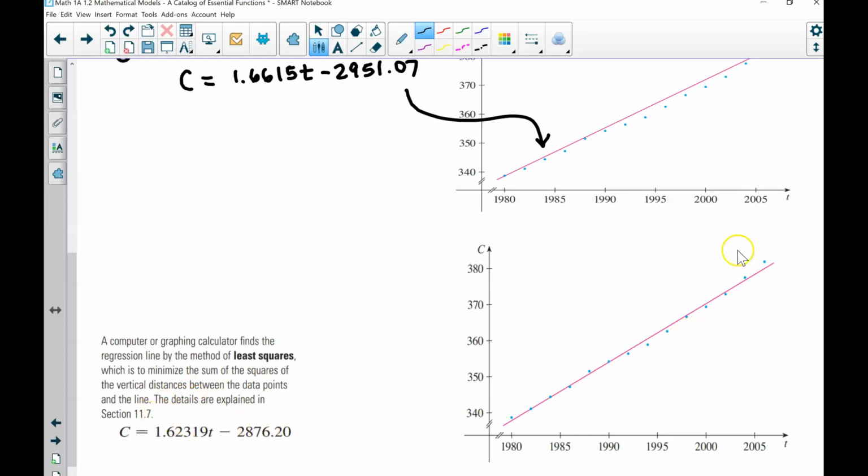But if you notice here, now look at this line compared to the first graph. This line actually goes through the middle of those points. They call it the line of best fit because this line best fits the data. So this is the model that would probably best fit and be used for this example.